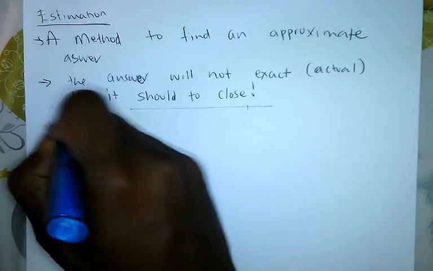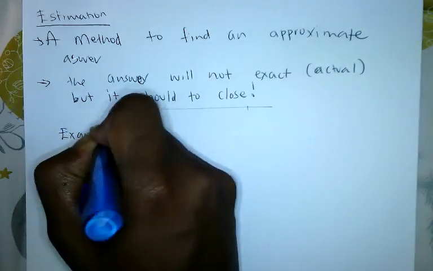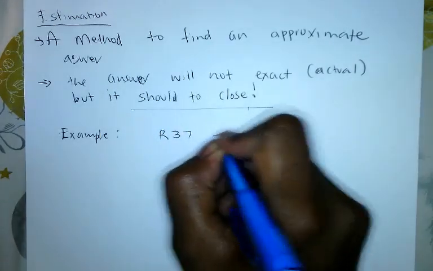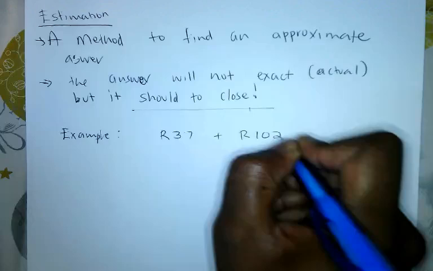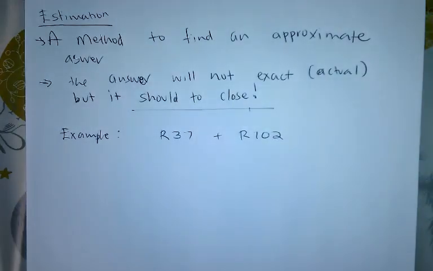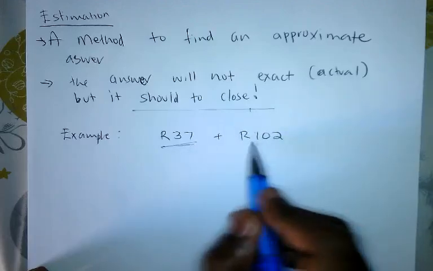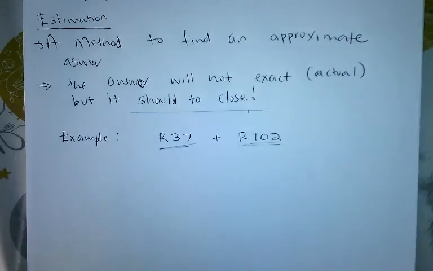So let's do an example. Let's say you have 37 rands and 102 rands. And they say, quickly calculate this without a calculator. So we're going to estimate. I'm going to try to estimate these numbers roughly. What are they close to?